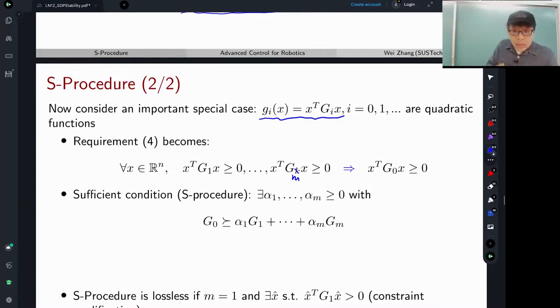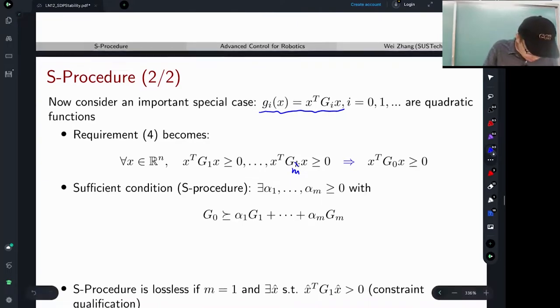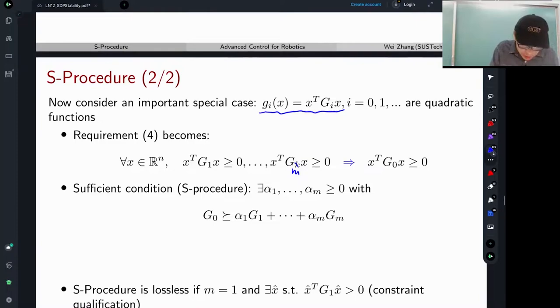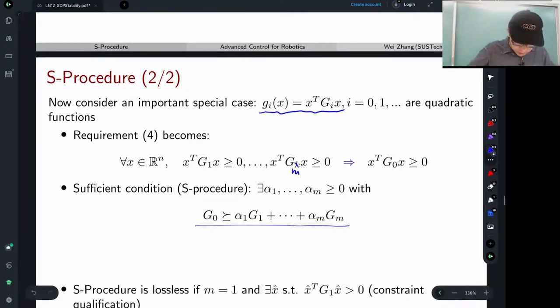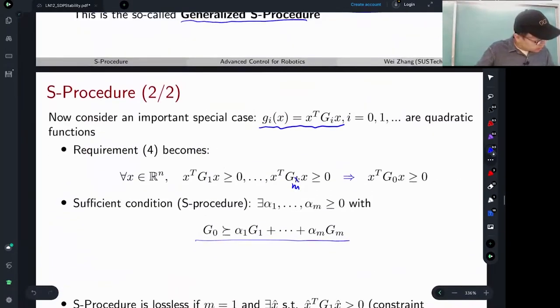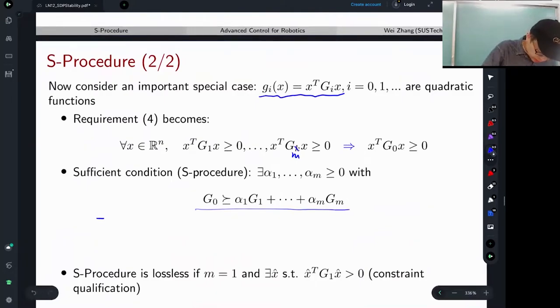So condition four requires us to ensure whenever this holds, this holds. Okay, and this is a sufficient condition, the S-procedure: let's look at the state-independent multiplier. There exist alpha one up to alpha m such that G zero is bigger or equal to this. This implies... let me see whether I have another condition. No. So let's try that.